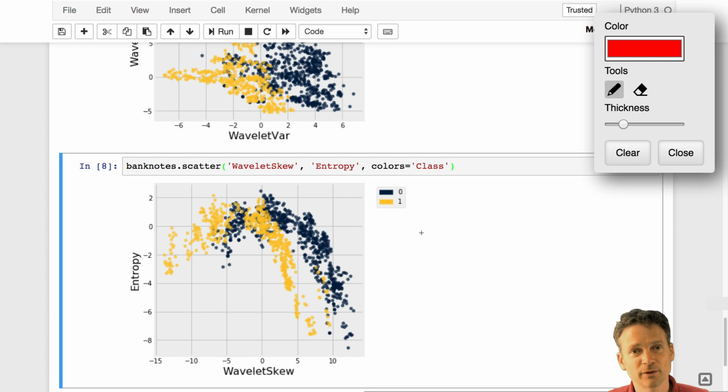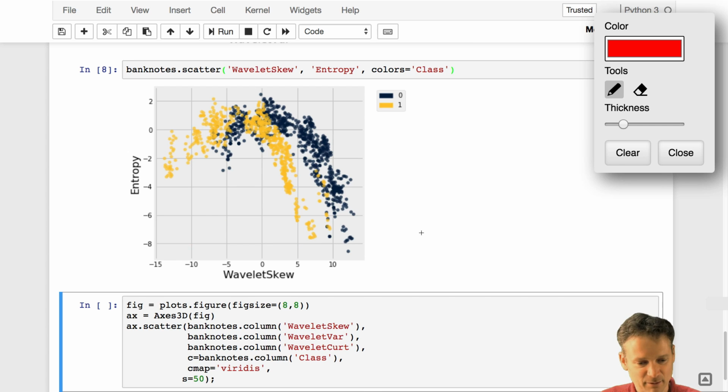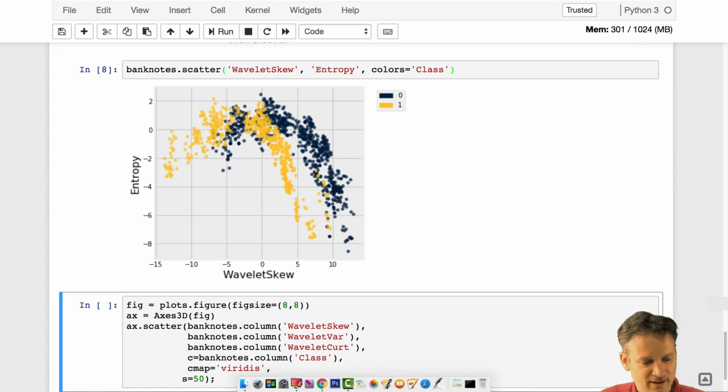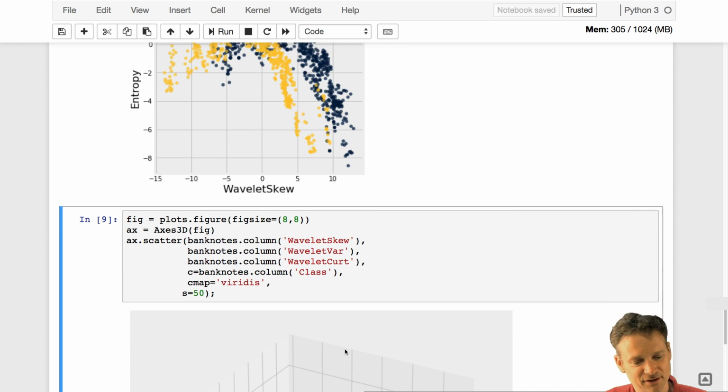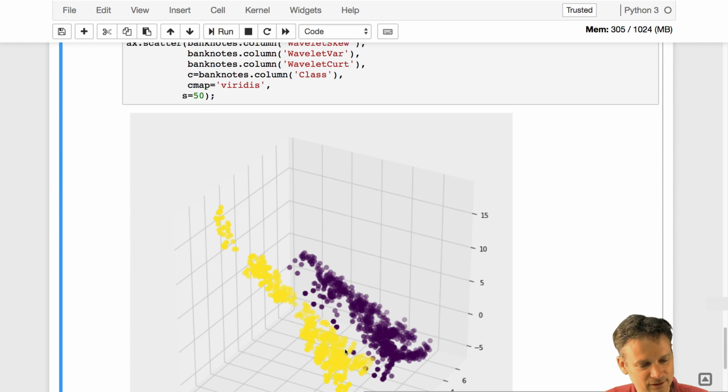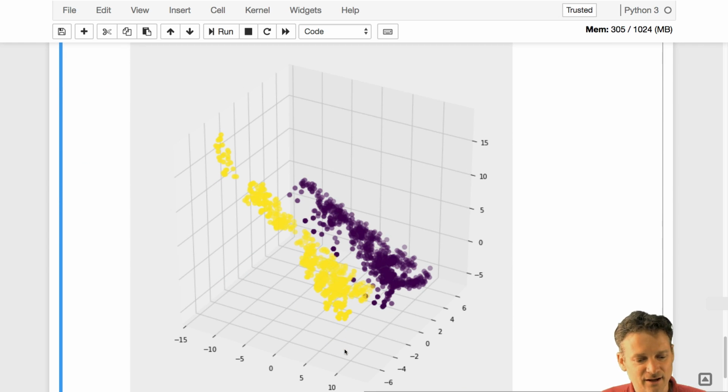Sometimes it happens that if you only look at one or two of the attributes, that is not enough. And in this example, I found this particularly interesting because no two of the attributes is enough to make a good prediction. But if we use all of the attributes, all four of them, in fact, it's enough to just use three of them. We don't need the entropy if you use wavelet skew, wavelet var, and wavelet kurt. That's enough that you can make a very good prediction.